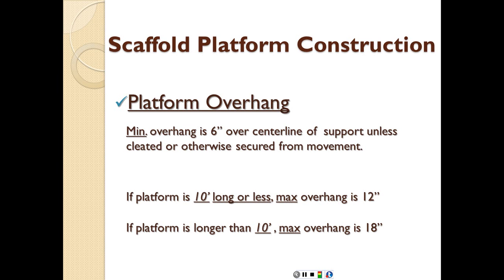If the platform is 10 feet long or less, the maximum overhang is 12 inches. So we have guidelines for the minimum overhang and the maximum overhang as well. If the platform is longer than 10 feet, then the maximum overhang is going to be 18 inches. So under no conditions can the overhang exceed 18 inches. If the length of the platform is less than 10 feet, then it should not exceed 12 inches. And the minimum is going to be 6 inches. So the minimum is 6, maximum is 18.